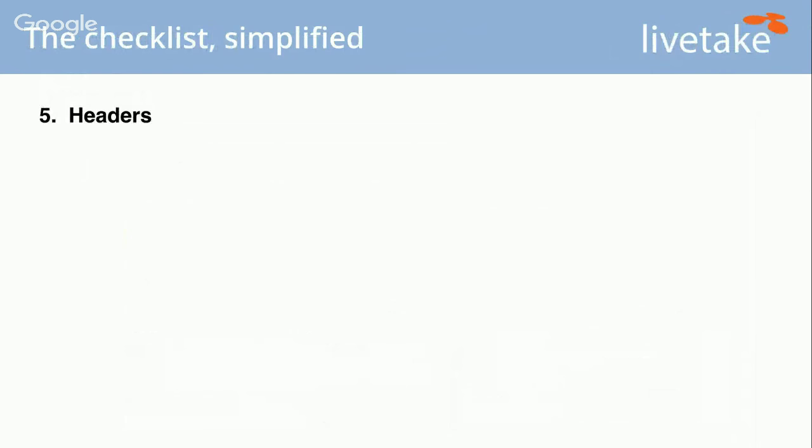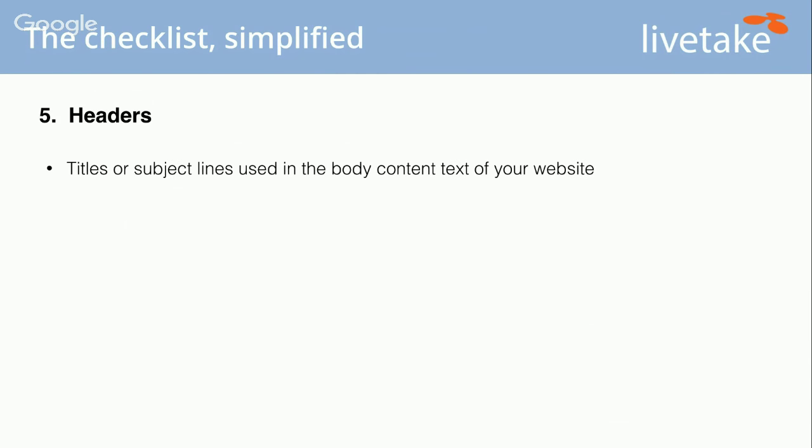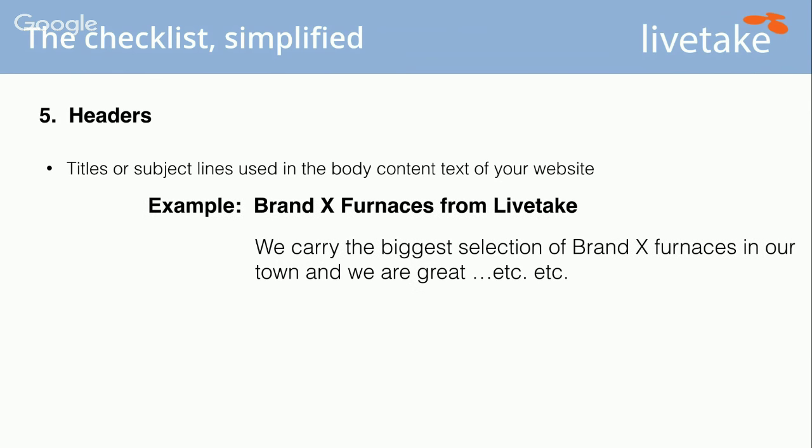Next on the checklist then are headers. So these are the titles or subject lines used in the body content of your website. So if you've got paragraphs of text in your website, you might have a bold title over that paragraph, saying something. So if it was Brand X Furnaces, it might be, hey, Brand X Furnaces, and then you'd explain Brand X Furnaces there. Well, the challenge, so here's an example.